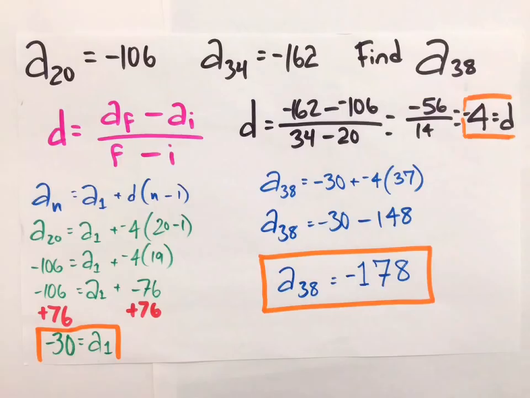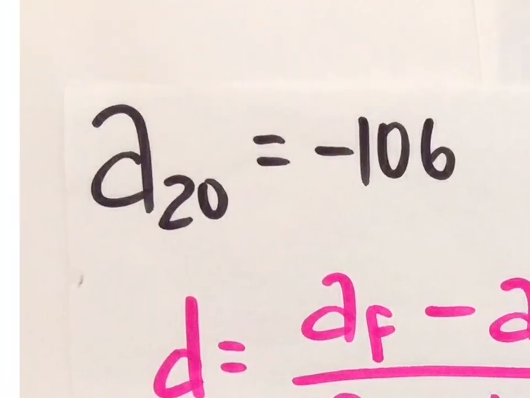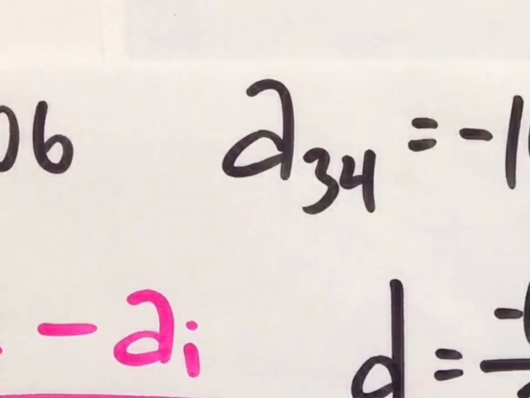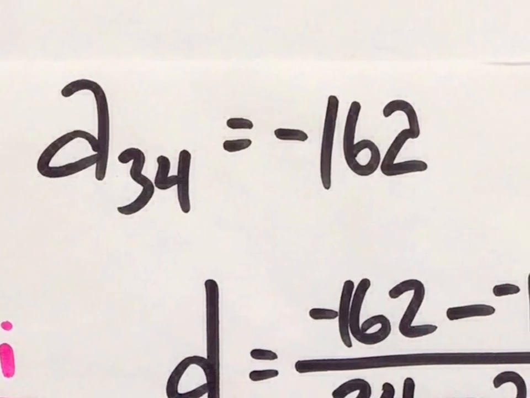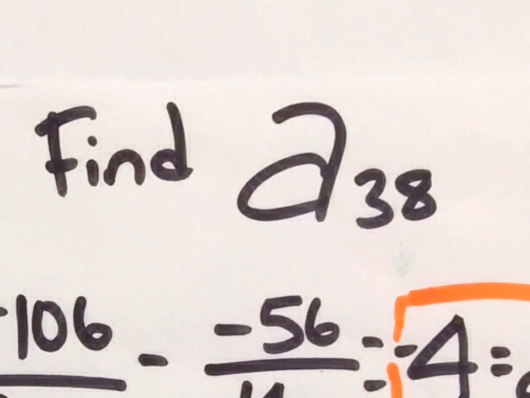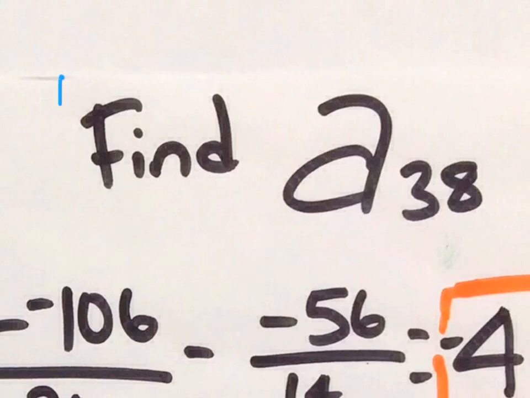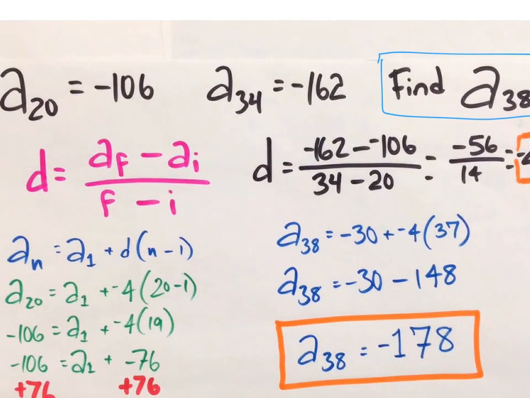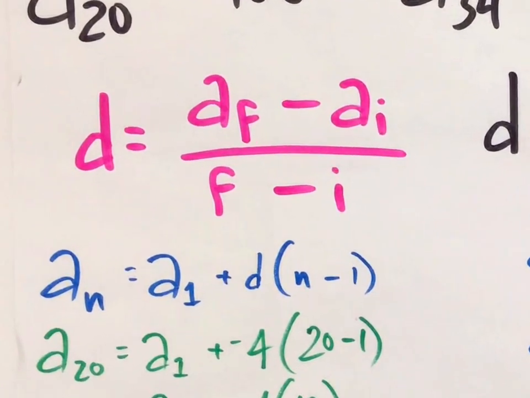Let's do a few more problems. So let's say we know that a sub 20, the 20th term, equals negative 106. Let's say the 34th term equals negative 162. And we've got to find the 38th term. We start with the common difference. We then find the first value, the first term, and then we apply the explicit equation formula.